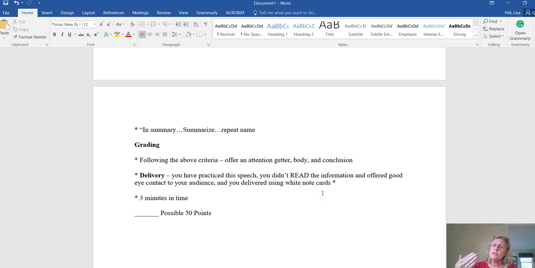And the reason why we say note cards is for many reasons, especially for an online class. We do not want you reading a screen. We do not want you reading cue cards. We want you to practice speaking extemporaneously, which is speaking off of key points on note cards, as if you are in a live classroom.